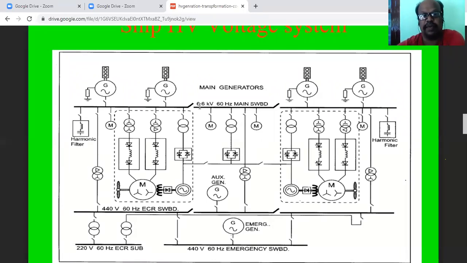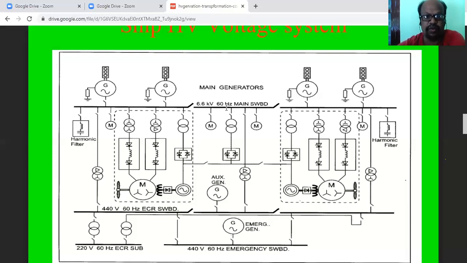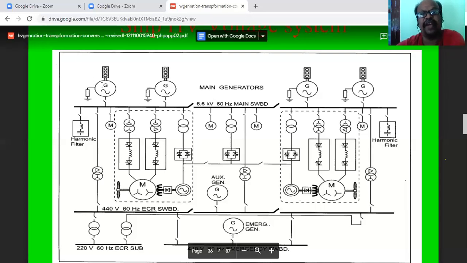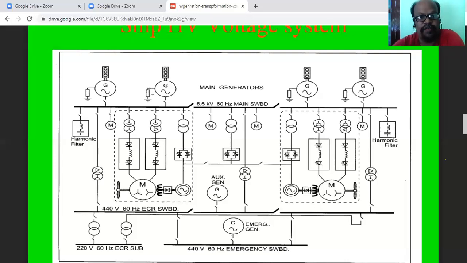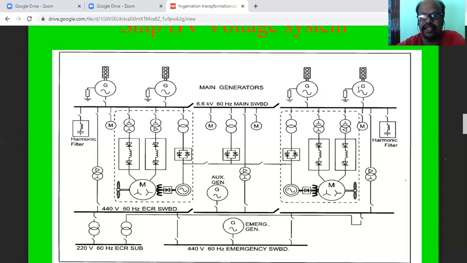So here 6.6 kV voltage. Each generator's rated voltage is 6.6 kV. Usually the bus bar will mention only the voltage and the frequency, not the current rating, because each generator may vary with the capacity. Suppose this may be 2 megawatt, one may be 5 megawatt, one may be 1 megawatt, or another one may be 10 megawatt. So each has a different current capacity.